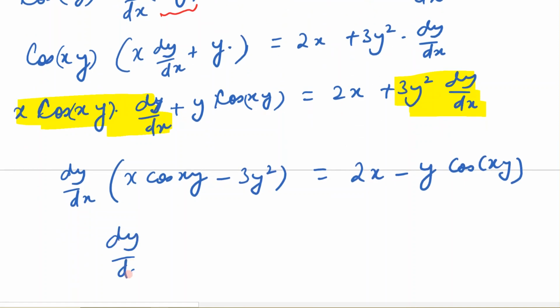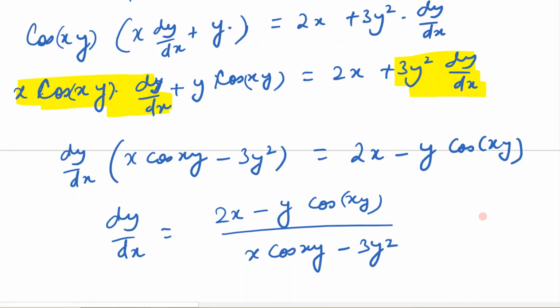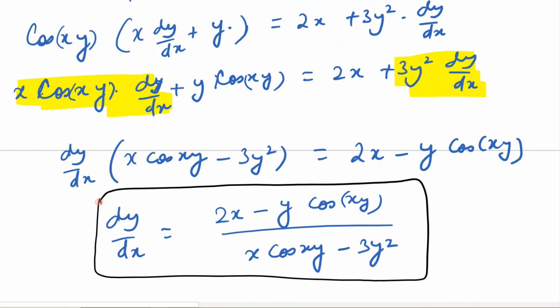Since our goal is to isolate dy over dx, in the next step we have 2x minus y cosine xy over x cosine xy minus 3y squared. And we were able to isolate our dy over dx, so that's what we wanted.